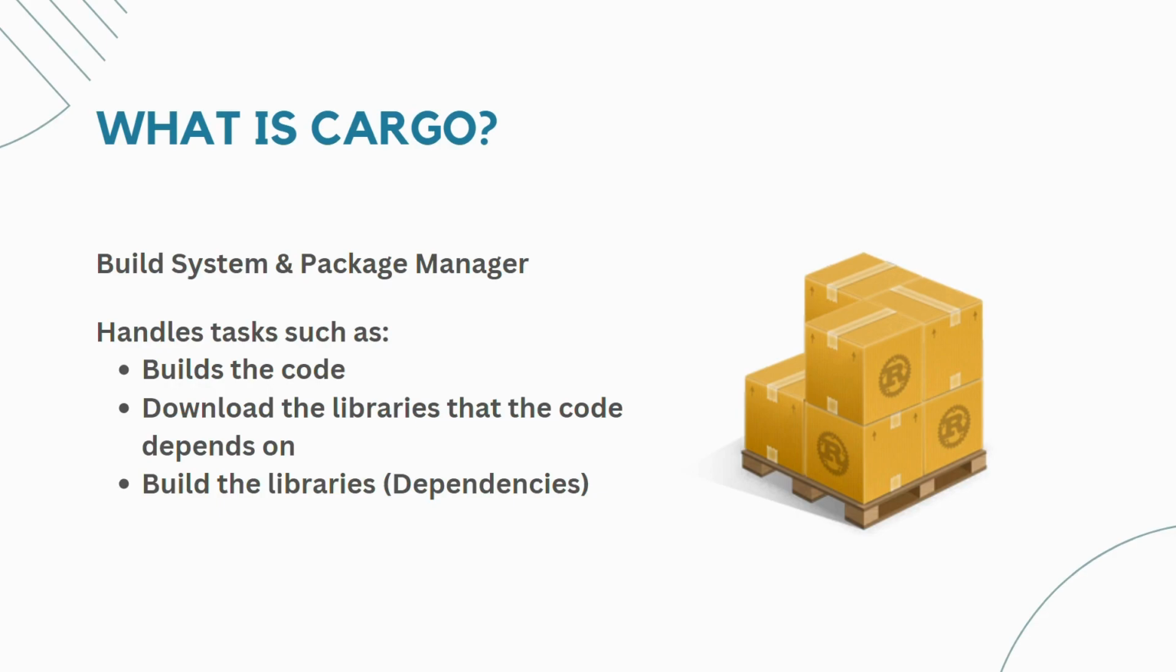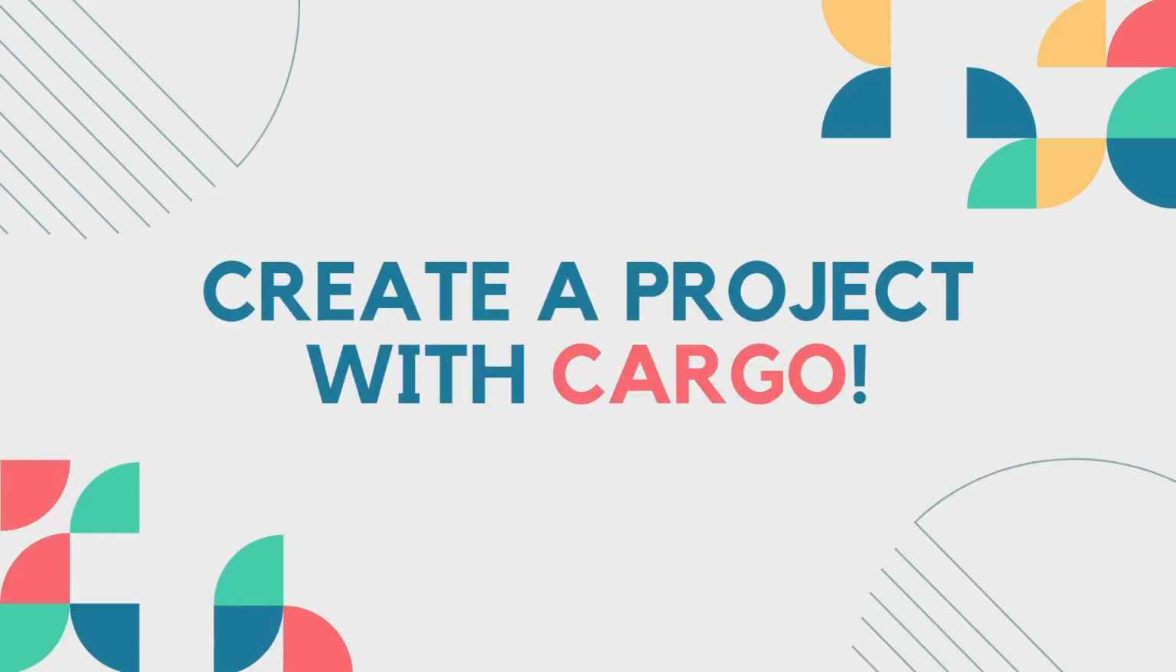If we had built the Hello World program using Cargo, it would only use the part of Cargo that handles building our code. As we write more complex Rust programs, we will add more dependencies to it, and if we start a project using Cargo, adding dependencies will be much easier. Now, let's create a project with Cargo.